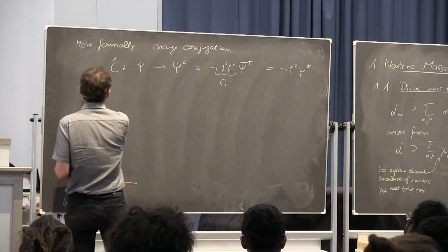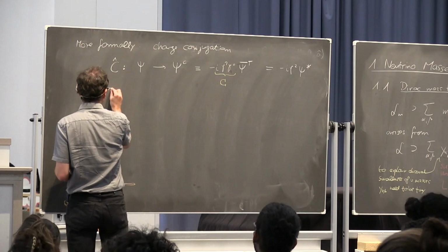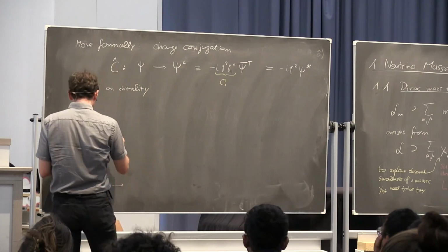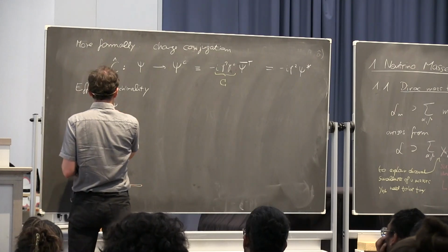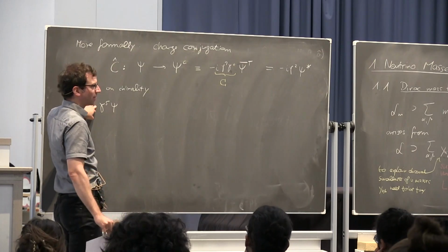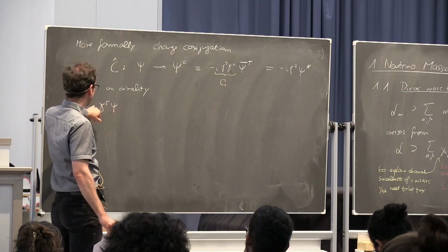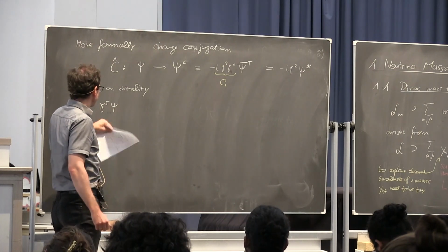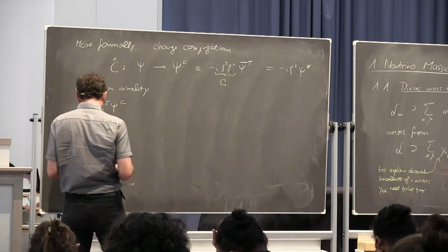So one important property of this operation is its effect on the chirality of a field. So if I have a field psi and I multiply this by gamma 5, so gamma 5 is the chirality operator, if psi is a positive or negative chirality state, then gamma 5 times psi will multiply psi by the appropriate eigenvalue. So let's now look at what gamma 5 does to the charge conjugate field, psi charge conjugate.